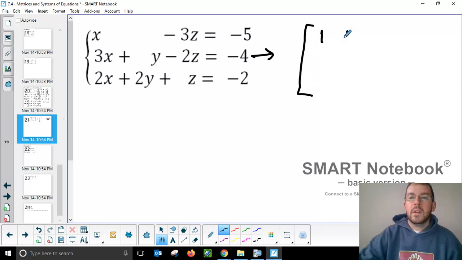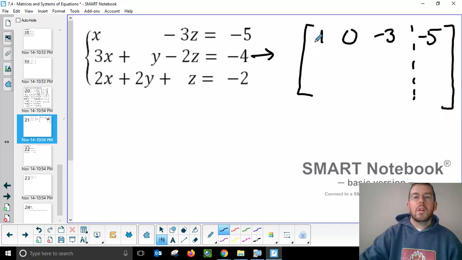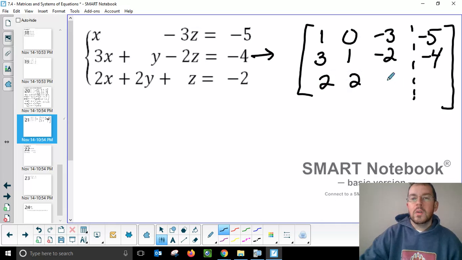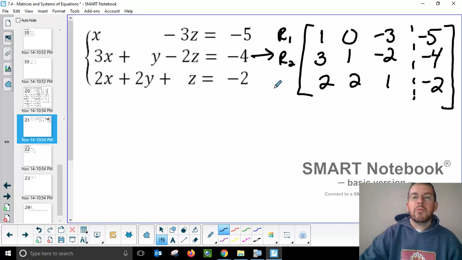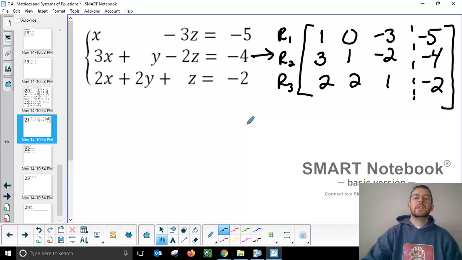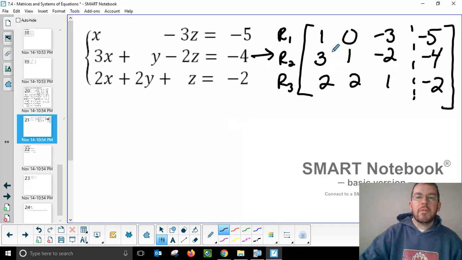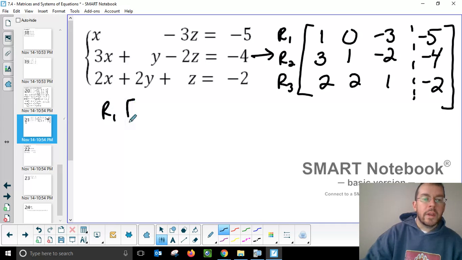All right, so 1, 0, -3, -5, and 3, 1, -2, -4, 2, 2, 1, -2. This is my row 1, row 2, and row 3 to start. All right, remember, each time through, we fix one column. So the first time, I want this to be a 1, I want this to be a 0, I want this to be a 0. All right, so my row 1 is fine, so I don't have to do anything to it.